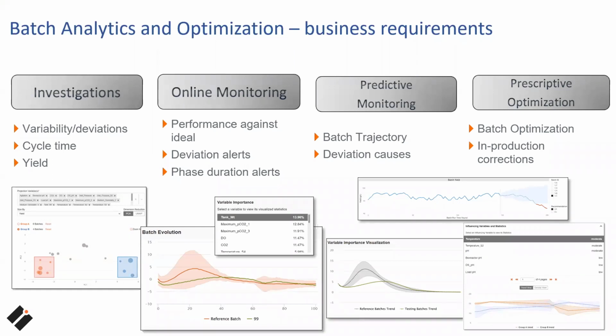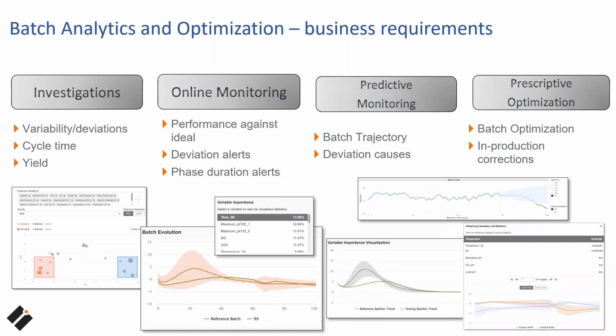For online monitoring, what we're essentially doing here is comparing our current processes against an ideal reference batch or a reference process. Maybe even addressing deviations in real time and identifying when processes take too long or when phases are longer and shorter than they need to be. So what we learned here is that the context of operation, that procedural context of my process, is very critical and important. For predictive monitoring and optimization, we look at essentially more complex types of analytics.